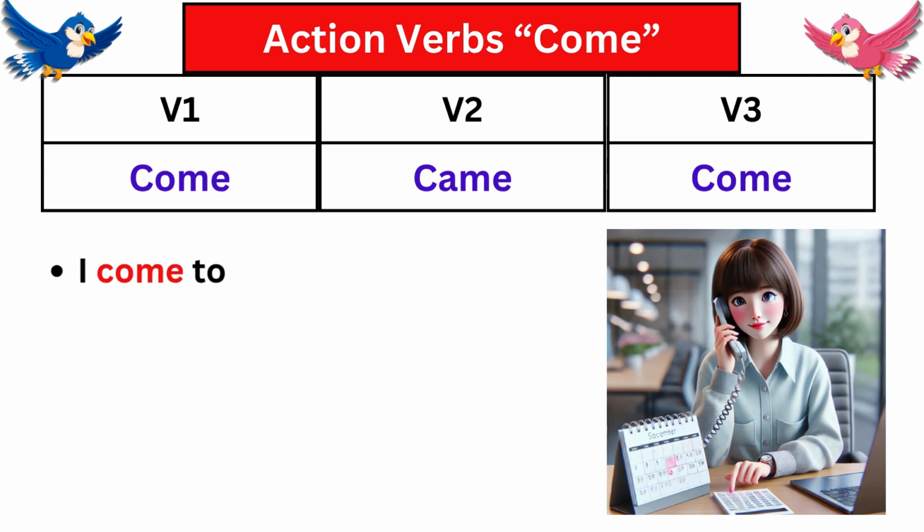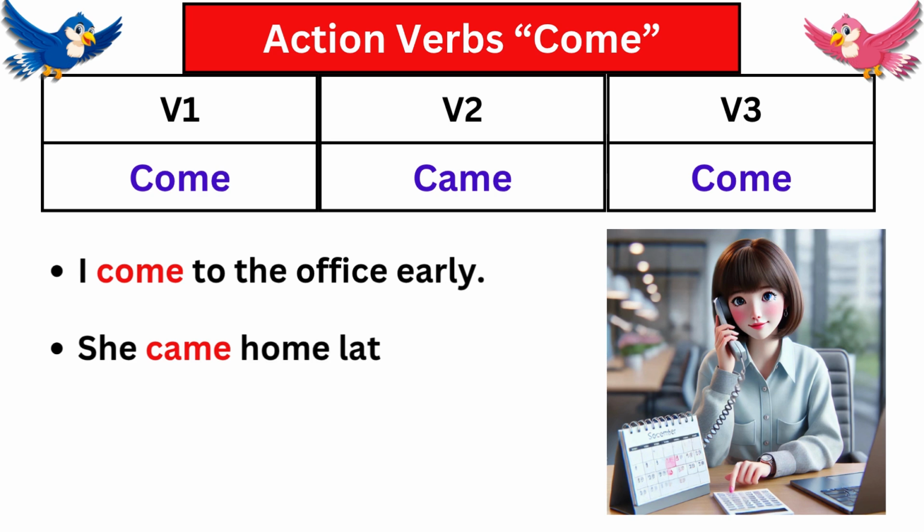V1, present simple: I come to the office early. This means I do this regularly. V2, past simple: She came home late last night. This happened in the past.